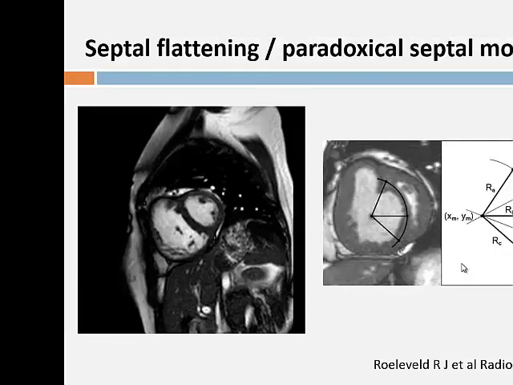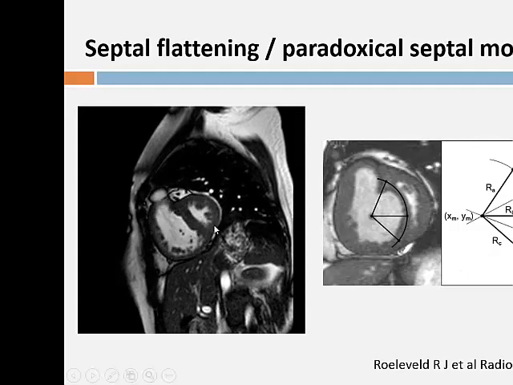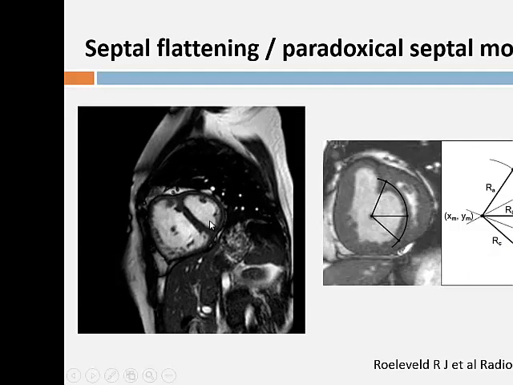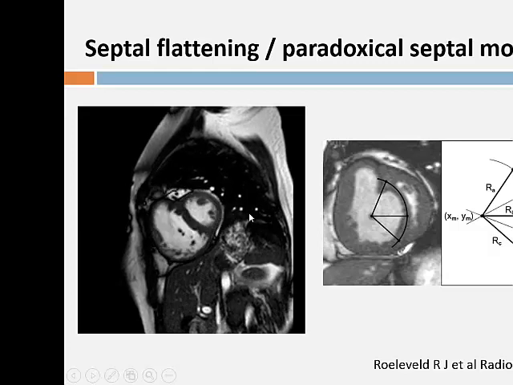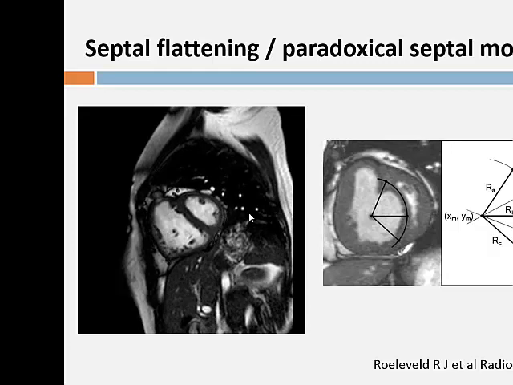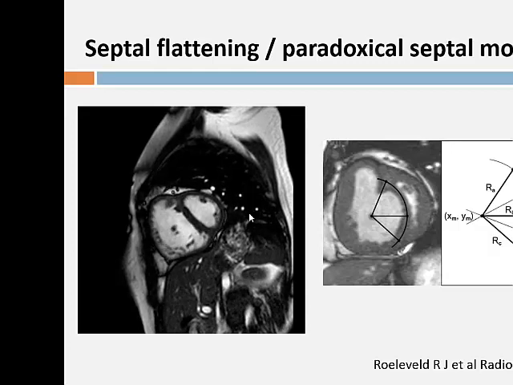Okay, so you can actually measure the extent of septal flattening, and people have used that as an indirect way of trying to estimate pulmonary arterial pressures. It's a bit of a hit and miss affair, to be honest, but you can certainly see the D-shaped ventricle, you can certainly see septal flattening and bowing.